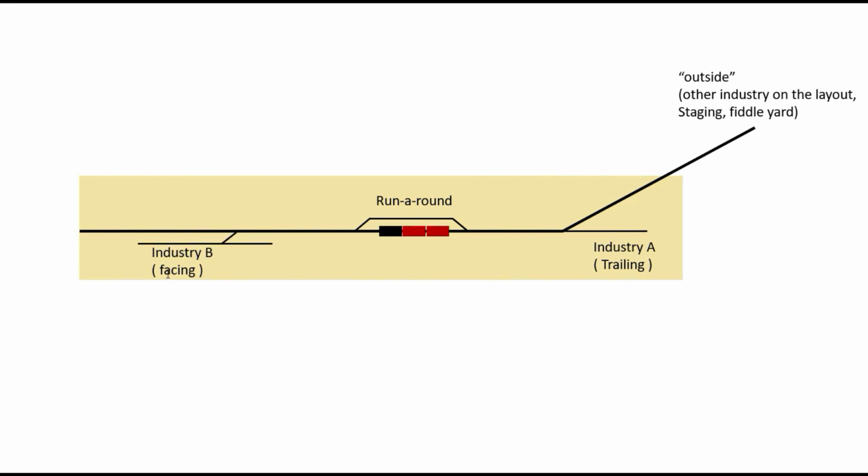This industry here can also have an additional trailing point right here. That's actually quite easy to serve because the train will just go in here, back up, drop the car off, do a little zigzag, and be on its way again, just like that.